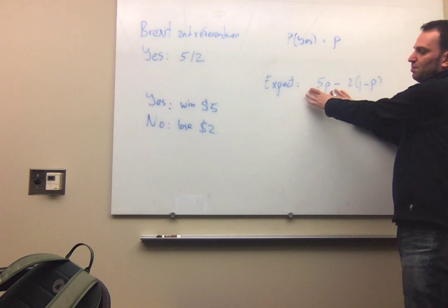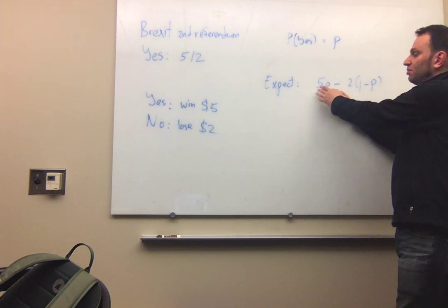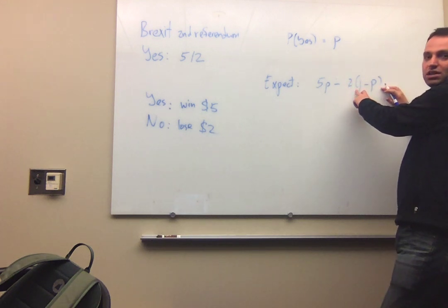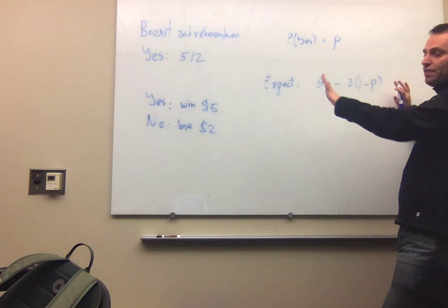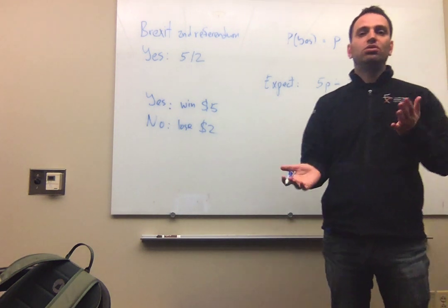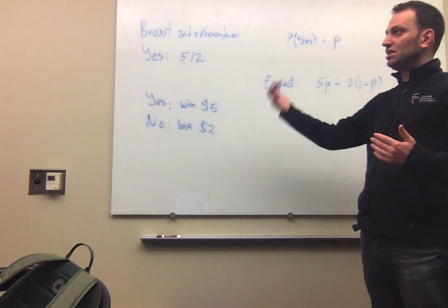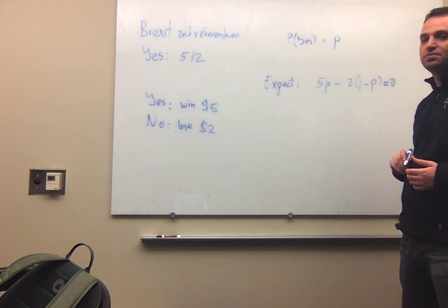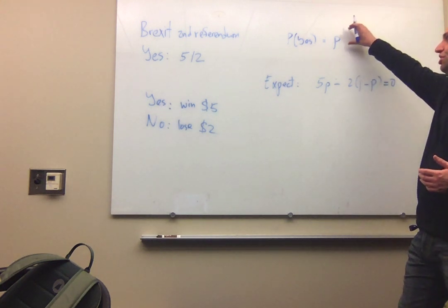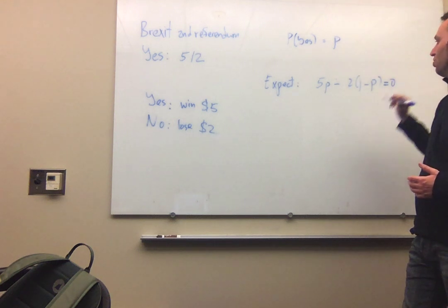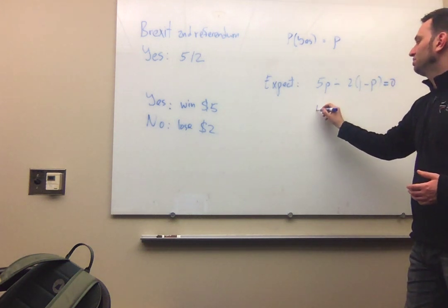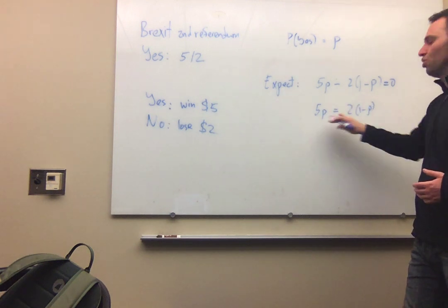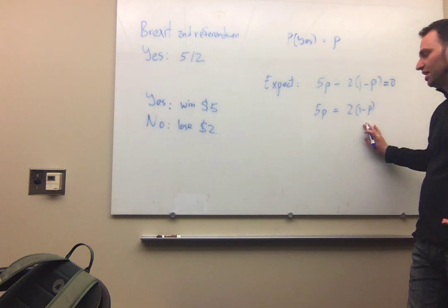So I expect to win this much, $5 times the probability of me actually winning, and then I expect to lose 2 with probability 1 minus P. So if the odds are fair, I expect that in the long run, I will neither win nor lose if I keep taking those kinds of bets. So I expect that this should be 0. From that, I can actually infer what P is. So let's go through that. If this is 0, then 5P is equal to 2 times 1 minus P. In other words, my expected win is equal to my expected loss.